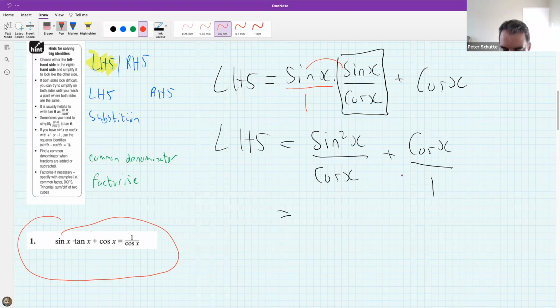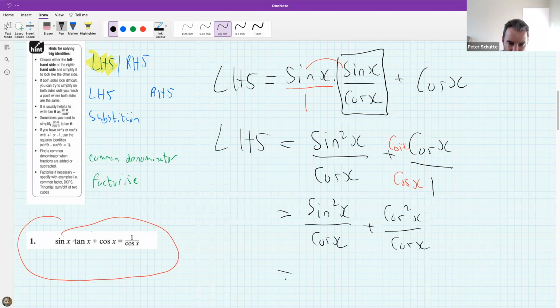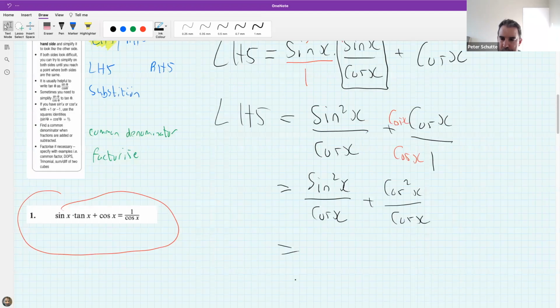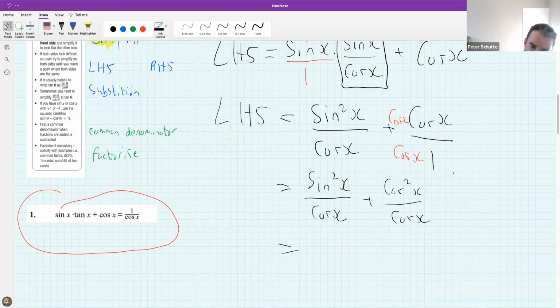You multiply the 1 by cos x, and then what you do at the bottom, you also do at the top. Yep, that's exactly what we do. And so then we get sine squared x over cos x plus cos squared x over cos x. Is that what you were suggesting? Yes, sir.